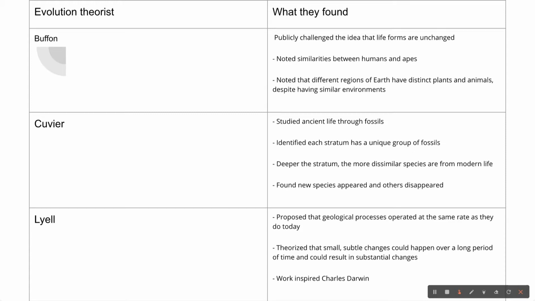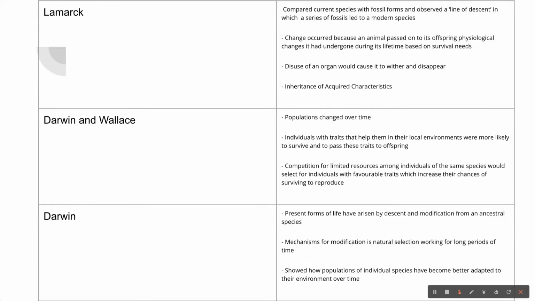Lyell then proposed that geological processes operated at the same rates as they do today. That hasn't changed. So back then, however many years ago you believe it was, it operated the same way as it does now. He theorized that small, subtle changes could happen over a long period of time and could result in substantial changes. He worked with Charles Darwin, which is why his ideas are so similar. Lamarck then compared current species with fossil forms and observed a line of descent in which a series of fossils led to a modern species.